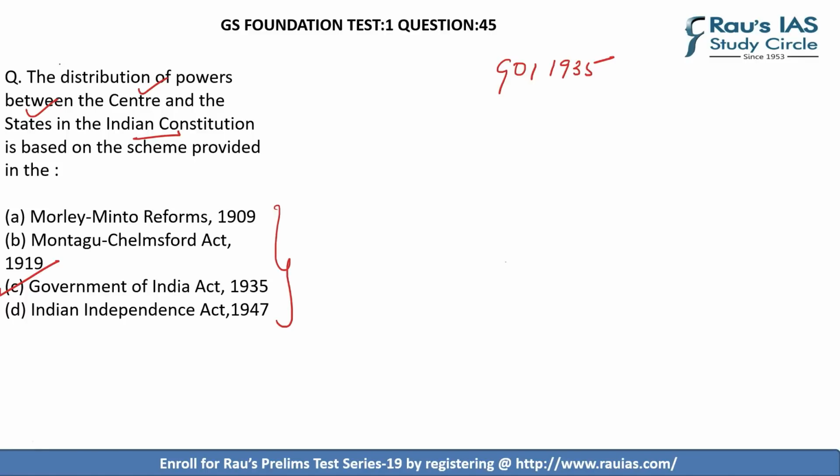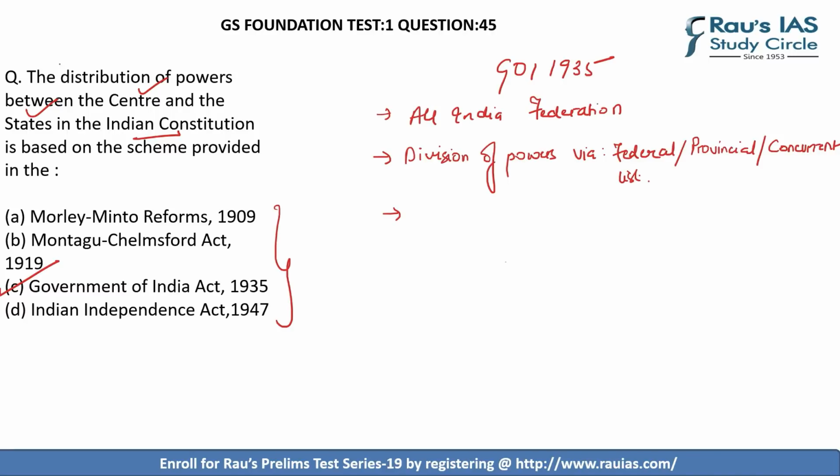Firstly, this act provided for the establishment of an all India federation which consisted of provinces and princely states as units. Secondly, the act divided the powers between the center and units in terms of three lists, that is federal list, provincial list and concurrent list, which is used even till now, and that is also our answer. Apart from that, diarchy, which was introduced by the Government of India Act 1919 at the provincial level, was abolished and instead provincial autonomy was introduced.